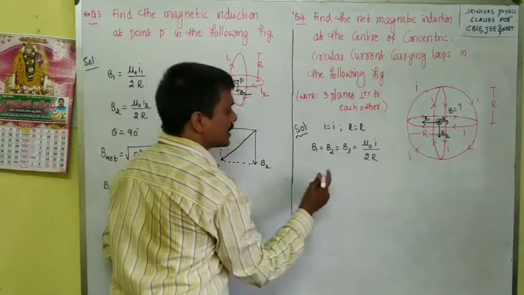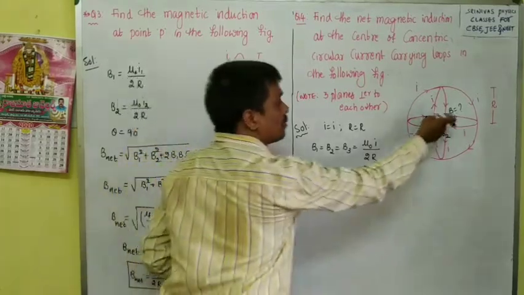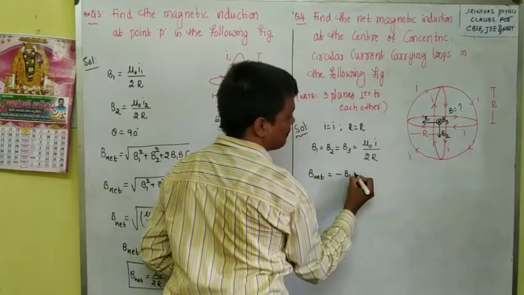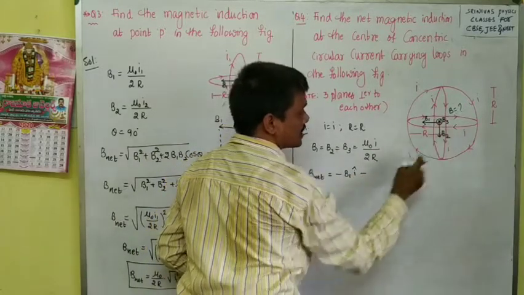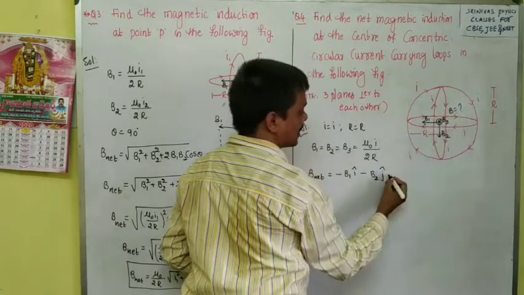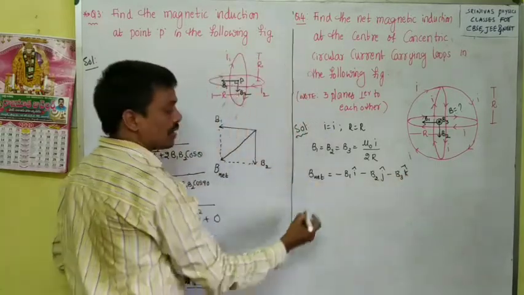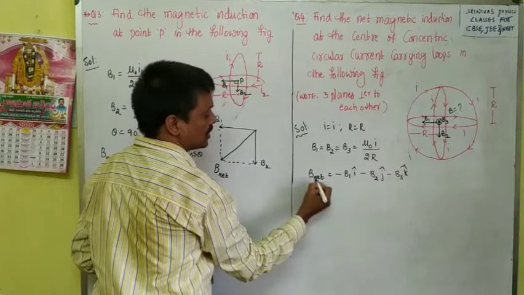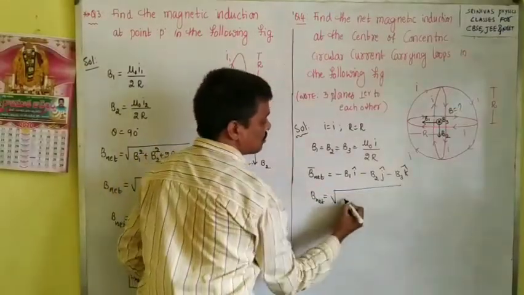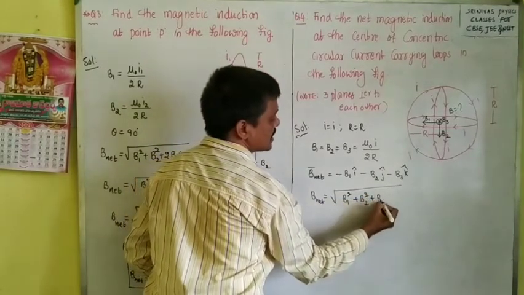Then the net magnetic induction I want. One magnetic induction is along the negative x-axis, so we take minus B1 i cap, the other is along the negative y-axis, minus B2 j cap, and another is along the negative z-axis, minus B3 k cap. If you want to find the net magnetic induction magnitude, this is in vector form, and now we write it as under root of B1 square plus B2 square plus B3 square.